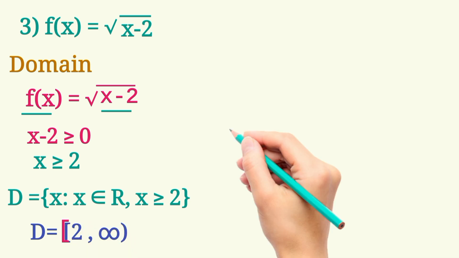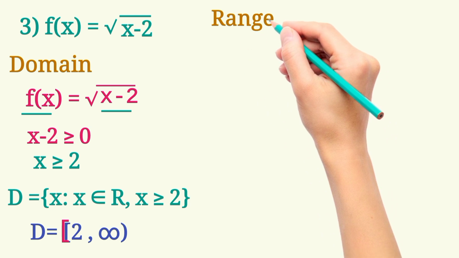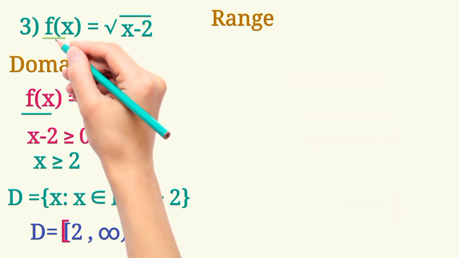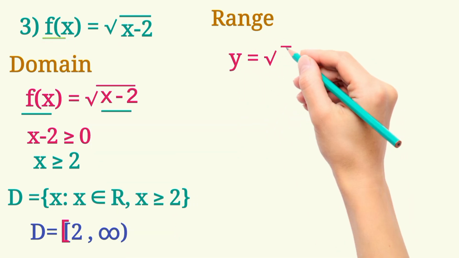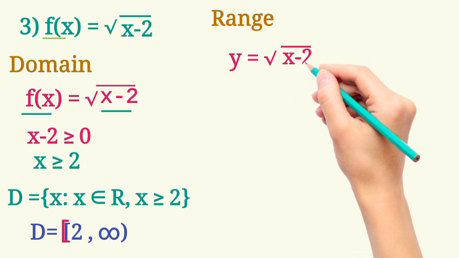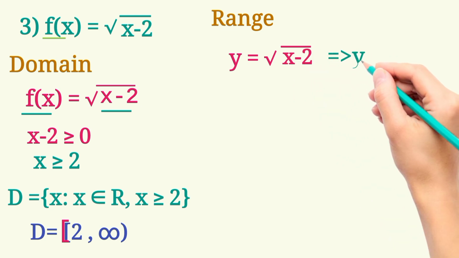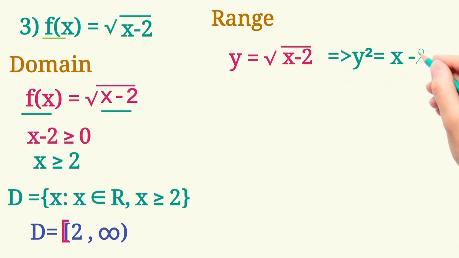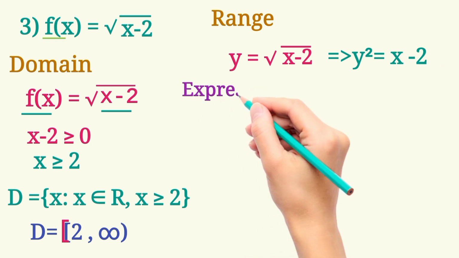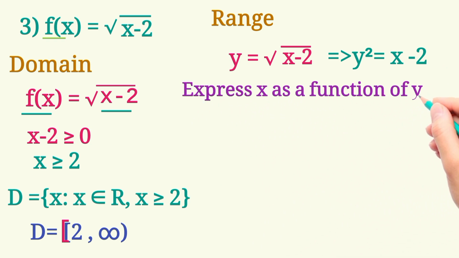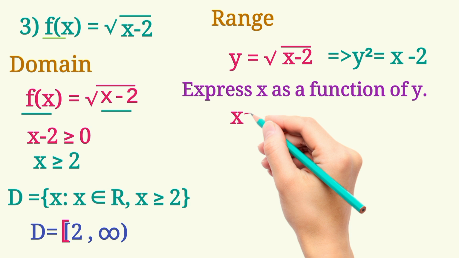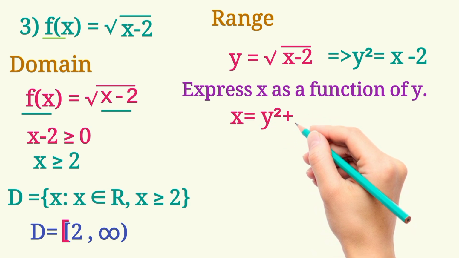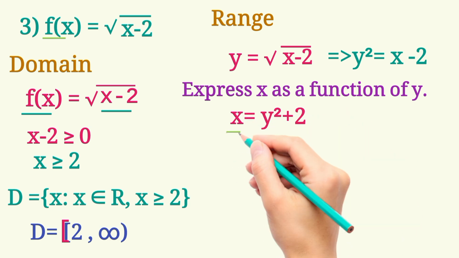Now for the range of this function, we will substitute f(x) with y. So y is equal to square root of x minus 2. On squaring both sides, we will get y square is equal to x minus 2. Now we will express x as a function of y. So x is equal to y square plus 2.